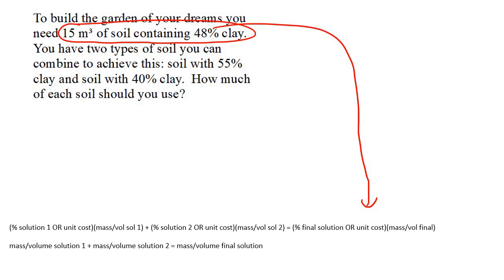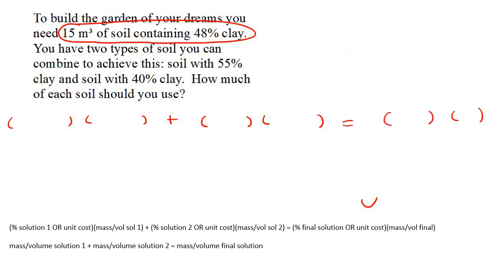So what we have here is, if we use our double bracket method, the percentage of the first solution, let's say this is the first solution, because remember this part here is the final answer. So we can actually go fill that in as 48%, which is 0.48, and its volume is 15. Okay, so we've got that. Now for this next part, we've got 0.55 over here, but we don't know how much of this soil. So we just say X.